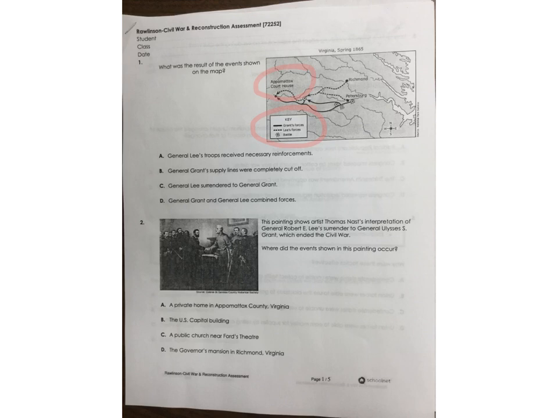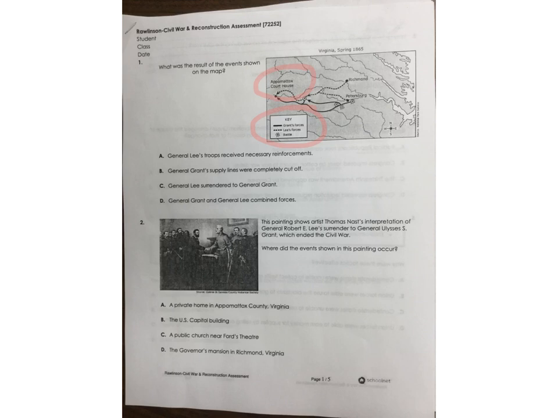All right, number 2, we have a painting. We see two gentlemen shaking hands. It says this painting shows artist Thomas Nast's interpretation of General Robert E. Lee's surrender to General Ulysses S. Grant, which ended the Civil War. Where did the events in this painting occur?